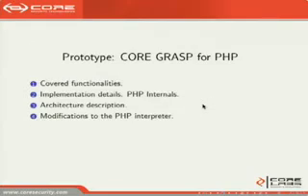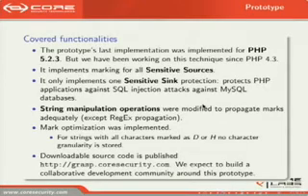So now we'll talk a little bit about the prototype itself. We'll discuss covered functionalities and implementation details. We'll go deeper inside PHP internals, not a lot, and make an architecture description and enumerate the modifications we made. This prototype is implemented for the latest version of PHP, which is 5.2.3, but we've been working on this technique since PHP 4.